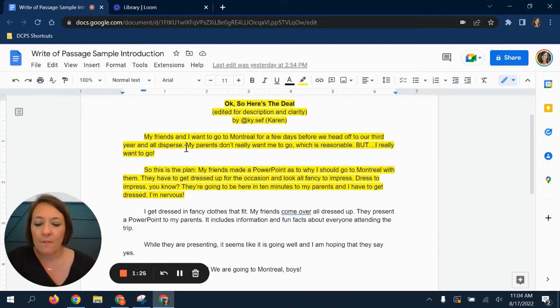In the second paragraph, the user does 2 things. She establishes a relationship with the reader by involving them in her plan. So here we say, so this is the plan. It feels like a secret between the writer and the reader. Then she introduces a motif for her piece. She has dressed up and dressed to impress. The author uses this motif throughout the piece, describing her fancy clothes and the clothes of her friends in order to indicate the seriousness of the endeavor. She even includes the motif in a rhetorical question, dressed to impress, which further establishes a relationship with the reader.